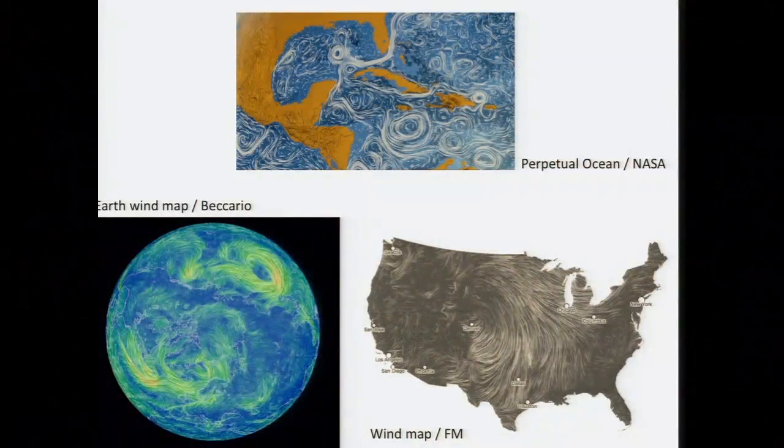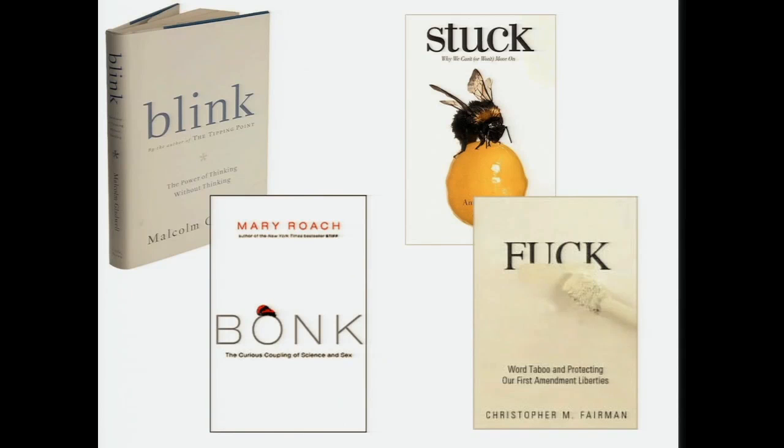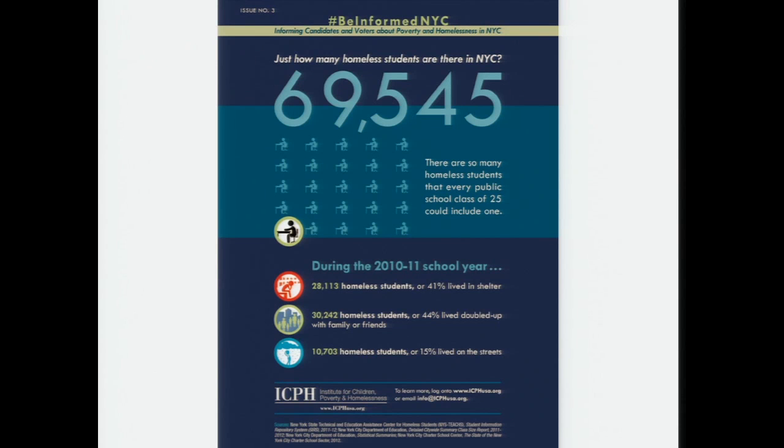All right, so let's go from science to pop science. And by pop science, I think you know what I mean. Books like this, Blink, Bonk, Stuck, and Fuck, and all their cousins. One word, colon, long subtitle that explains it. What is the pop data equivalent? Again, I think some of you may have already guessed what that is. It's the infographic.